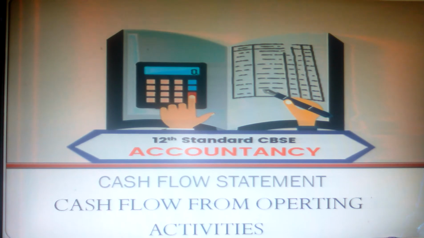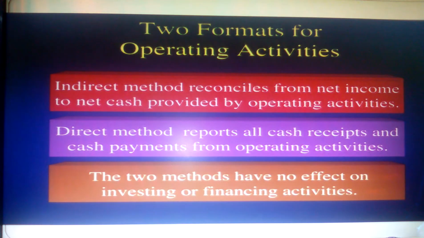There are two formats available for operating activities: the direct method and the indirect method. The direct method reports all cash receipts and cash payments from operating activities. The indirect method reconciles from net income to net cash provided by operating activities. The two methods have no effect on investing or financing activities. Here we only have to discuss the indirect method.